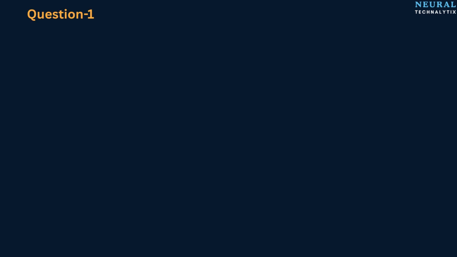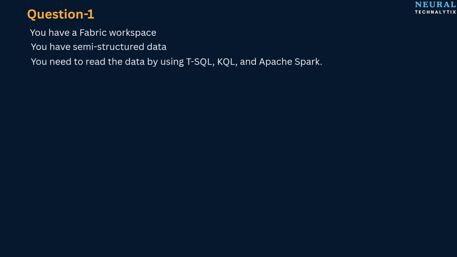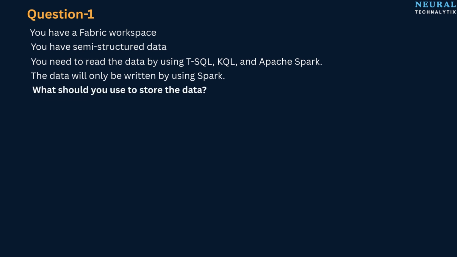Here's the scenario. You have a Fabric workspace. You have semi-structured data. You need to read this data using T-SQL, KQL, and Apache Spark. But there's a catch. The data will be written only using Spark. So the question is, what should you use to store the data?